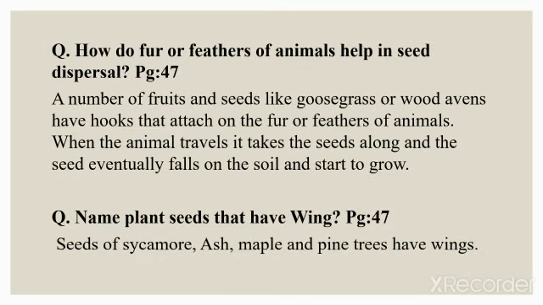Now the next question is on page number 47. How do fur or feathers of animals help in seed dispersal? A number of fruits and seeds like goosegrass and wood avens have hooks that attach on the fur or feathers of animals. When the animal travels, it takes the seed along and the seed eventually falls on the soil and starts to grow.